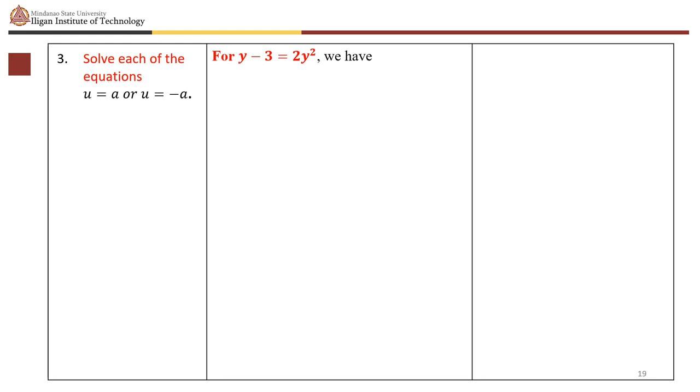So for y minus 3 equals 2y squared, we have the following. That is, y minus 3 equals 2y squared. So we can now add both sides by minus y plus 3. So minus y plus 3, this becomes 0 on the other side. So we are left with 2y squared minus y plus 3 is equal to 0.